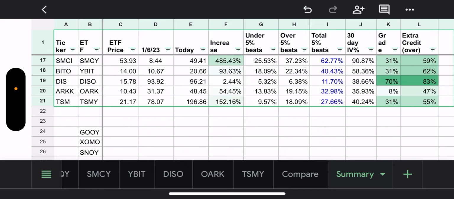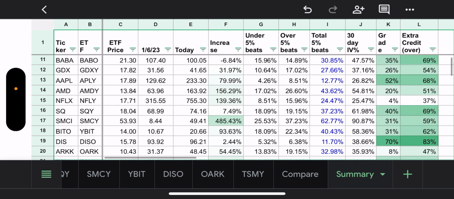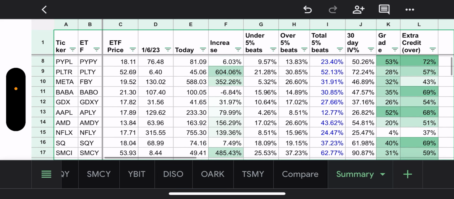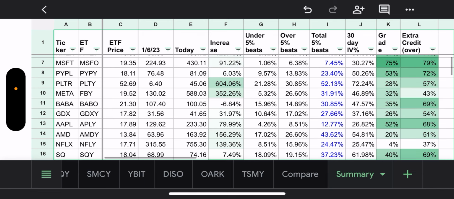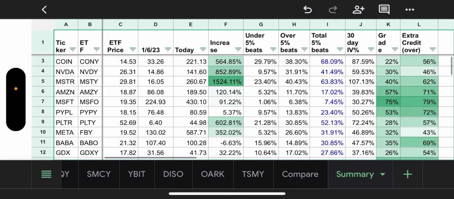So of the recent five we chose, DISO is the best. Who would have thought? But what makes them the best? They're basically comparing the IV versus how many times they went over or under 5%. Now, if we go back and see, who else were the good ones? Well, 52% for Apley, that was okay. It's a decent grade. Again, they had 68% for the over, which is really good. So DISO beat Apley. DISO beat PP, 53% overall grade for PP. But DISO did not beat MSFO. Who else did it not beat?